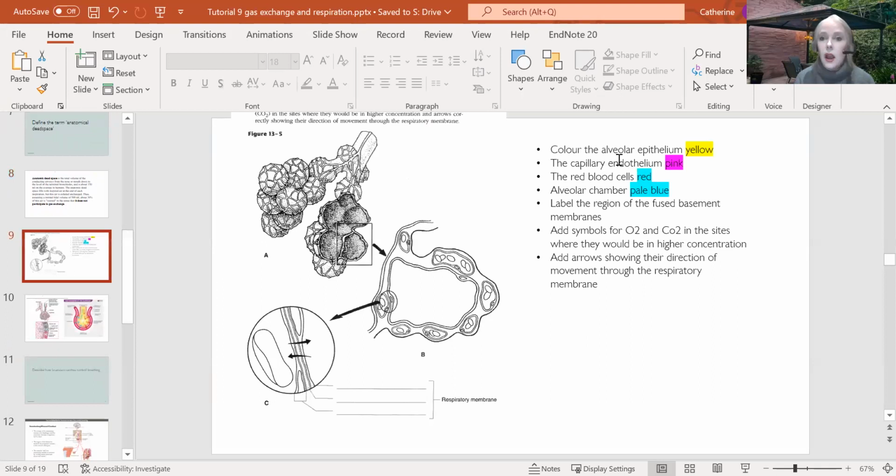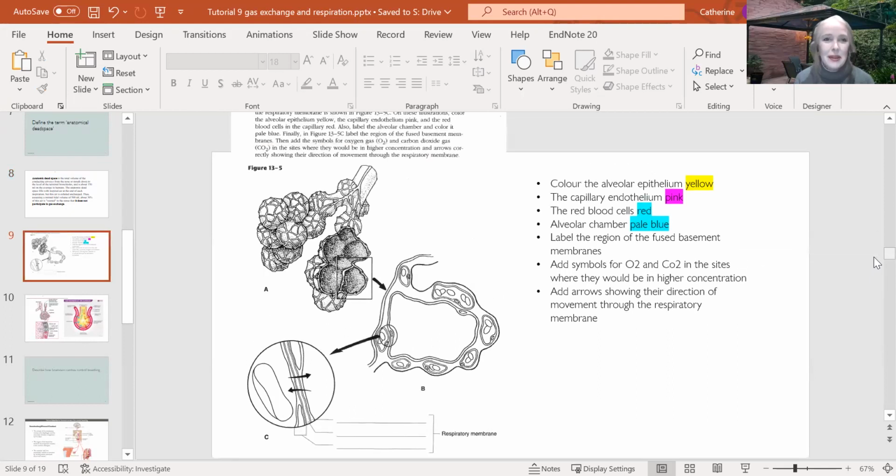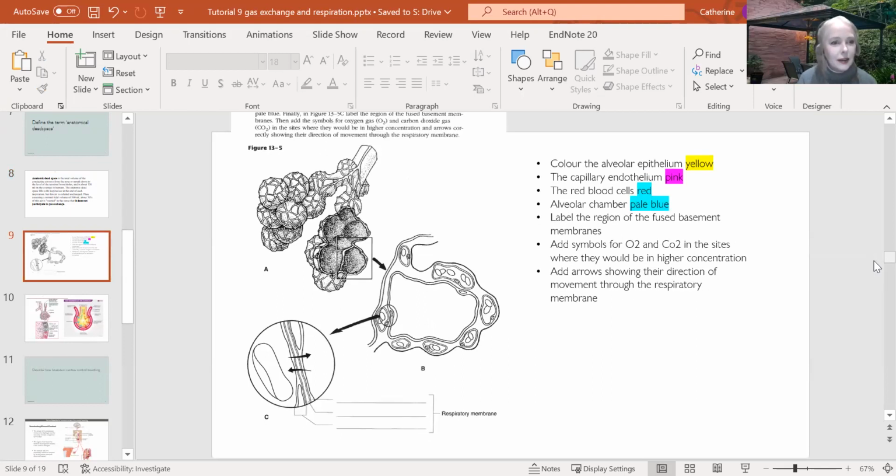Moving right along. Now, this is an interesting one to do as a distance tutorial because it specifically says color stuff in and label it. We're not going to be able to do that right now. However, let's do a descriptive journey, for want of a better term. So if you had to identify the alveolar epithelium, which bit of the picture would you choose?